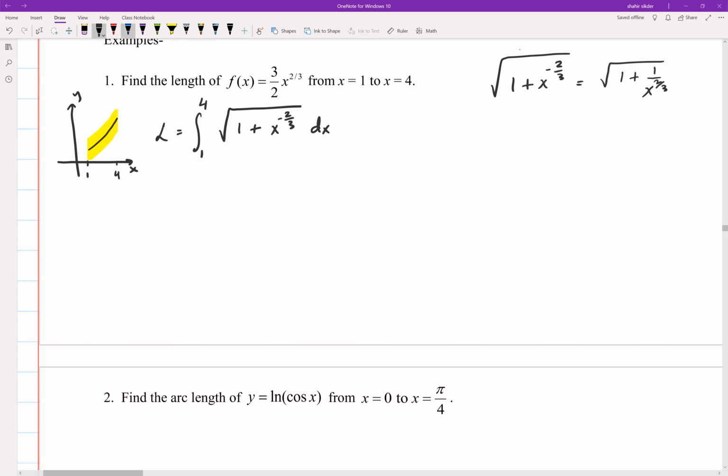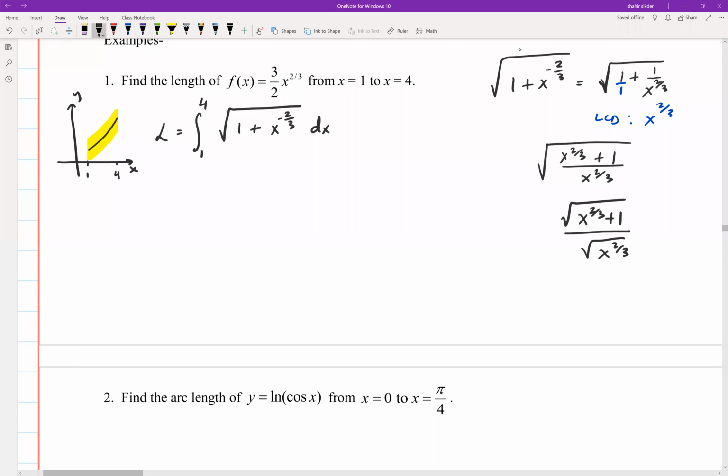Now we can think about the LCD. Imagine a 1 underneath here. So the LCD is x to the 2/3. With that being said, now we can work with the LCD, making the same denominator. So I would have x to the 2/3 plus 1 all over x to the 2/3. Also notice the property of radicals: if you have x over y, you're allowed to write square root of x over square root of y. So I'm allowed to write this as square root of x to the 2/3 plus 1 all over square root of x to the 2/3.